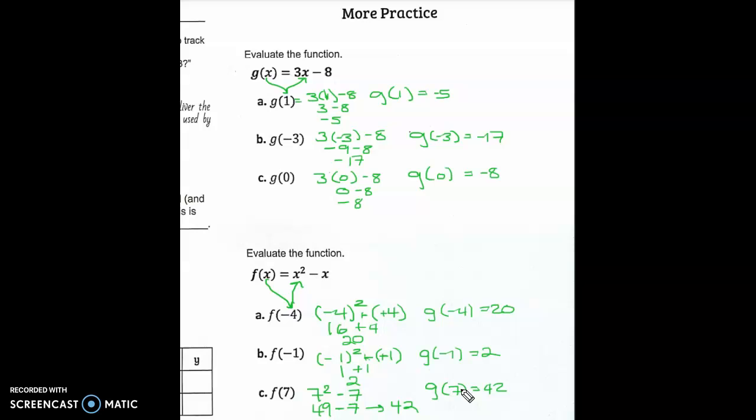So essentially what we're doing here is we are evaluating the function when these x values are these particular numbers, and we're just substituting in. We're evaluating it. If I put a negative 4 in, what comes out with that equation? And in this case we got a 20. If I substitute in or plug in a negative 1, what comes out? I get a 2. If I plug in a 7, substitute it in, evaluate it with 7 in there, then I get a 42. So we are just evaluating the functions at different times in the function with the variable. Okay, now it's your turn to practice.